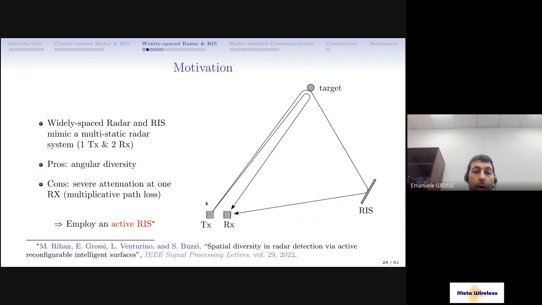The configuration that we analyze here is the one depicted in this figure, where the radar has one transmitter whose beam is pointed towards the prospective target, and one receiver, RX, capable of forming two beams, one pointing towards the target and one pointed towards the RIS, which is widely separated. These two receive beams, the one pointing toward the target and the one pointing toward the RIS, can be generated by the same antenna or by different antennas that do not necessarily have to be closely spaced.